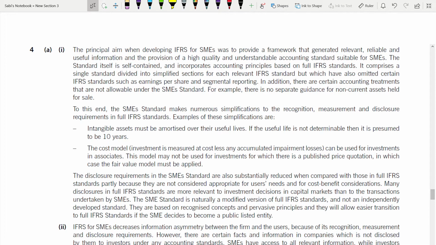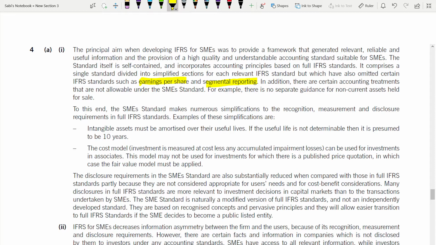So now the principal aim when developing IFRS for SMEs was to provide a framework that generates relevant, reliable and useful information and the provision of a high quality and understandable accounting standard suitable for SMEs. So the standard itself is self-contained and incorporates accounting principles based on full IFRS standards. It comprises a single standard divided into simplified sections for each relevant IFRS standard, but it has also omitted certain IFRS standards. You can even give examples like EPS and segmental reporting, because usually small businesses will not have so many segments, and also EPS is market information. You will not have such a big market to get EPS.